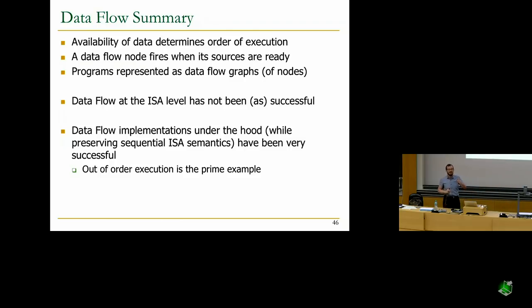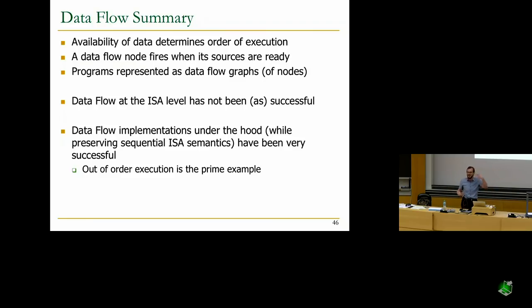But at the instruction level, once you have the data flow graph, there's no ordering associated. As a result, it's very difficult to debug these programs. So at the higher level, programming level, people have used data flow graphs to program. But when they get translated, they don't get translated into data flow ISAs. They get translated into sequential ISAs so that you can reason about the ordering. And underneath, as we've just seen, it becomes a data flow graph again. Essentially, data flow implementations under the hood, while preserving the sequential ISA semantics, have been very, very successful, as we've seen with all of these example machines.